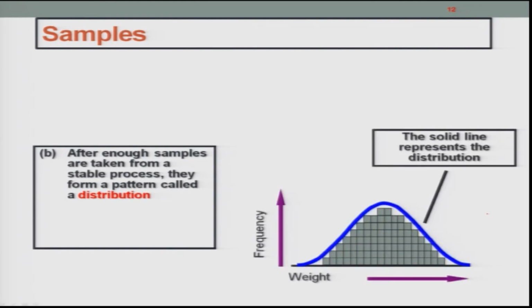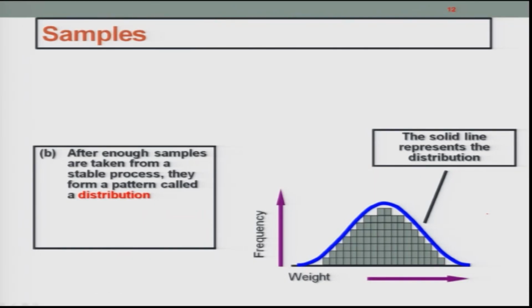So, it means that after enough samples are taken from a stable process, where stable means the variability of all these things would be there, but it is variability which you cannot control. There are other sets of variability which you can control, but if those variabilities go out of control, there is a problem for which you need all the statistical process control techniques. So, after enough samples are taken from the stable process, they form a pattern which is called the distribution.